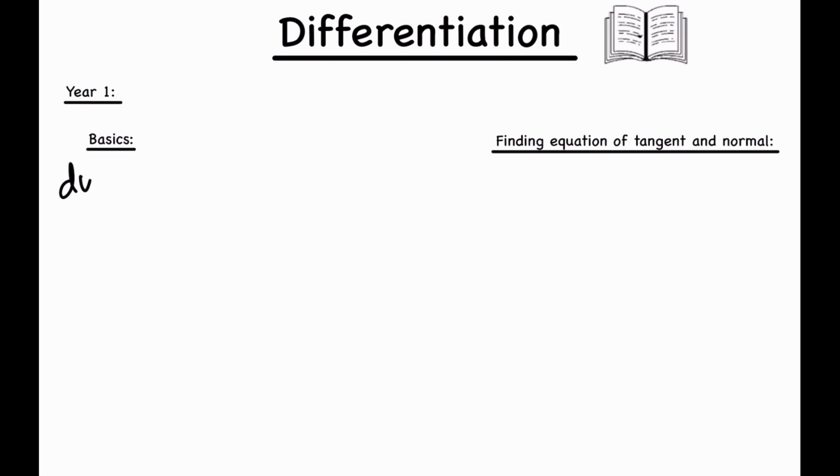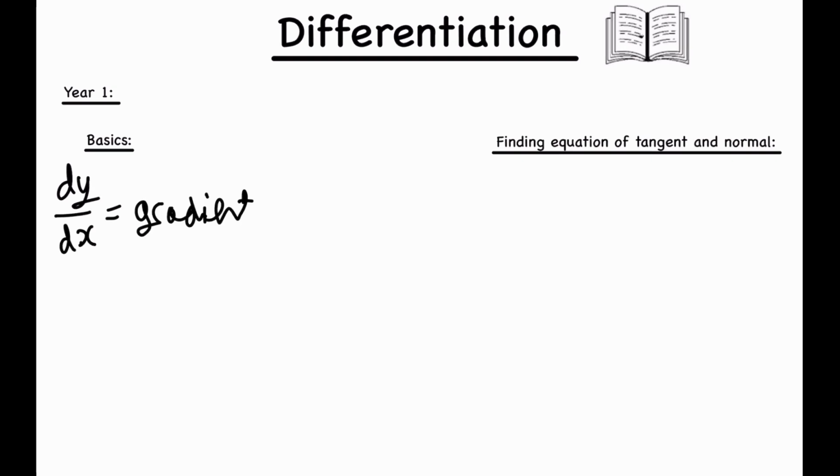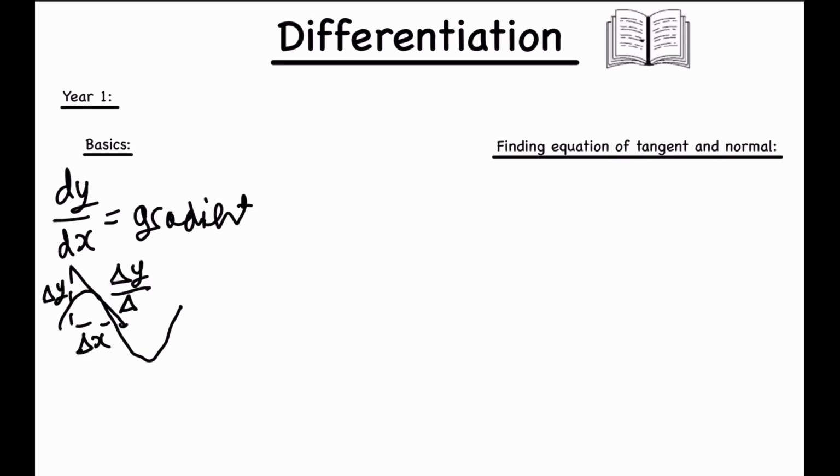dy over dx is just equal to the gradient. And to find the gradient of a graph at any point, you can just draw a tangent and find the change in y over the change in x. And the change in y over change in x is just equal to the gradient of that point of the curve.